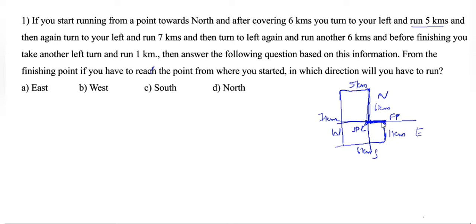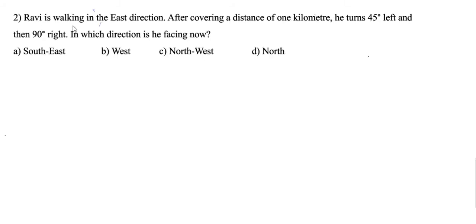So to reach 1 kilometer, we need to go in the west direction. So west is the answer. Next question. Ravi is walking in the east direction. After covering a distance of 1 kilometer, he turns 45 degree left and then 90 degree right. In which direction is he facing now?